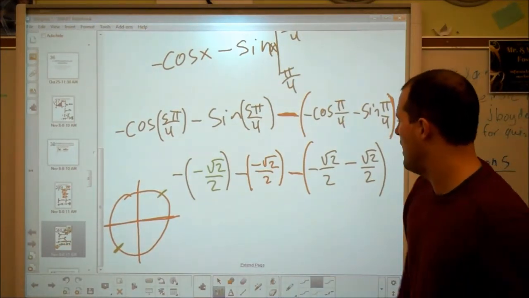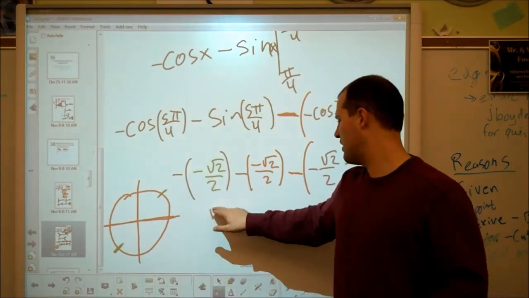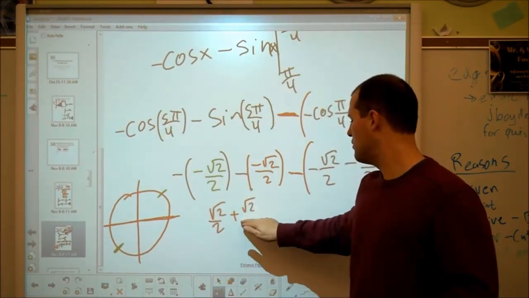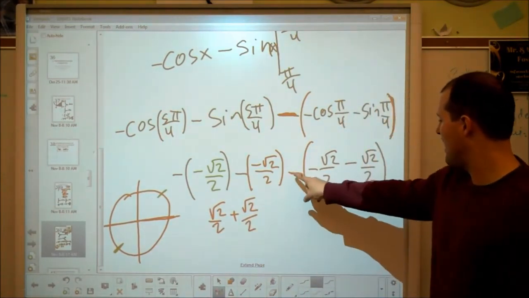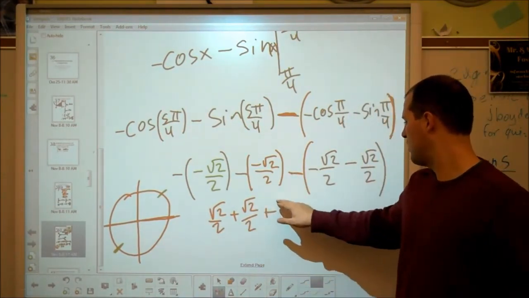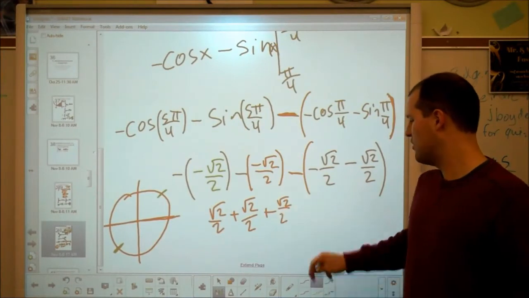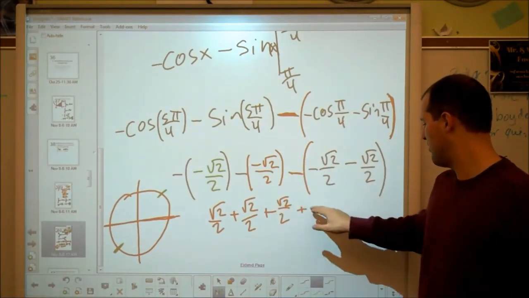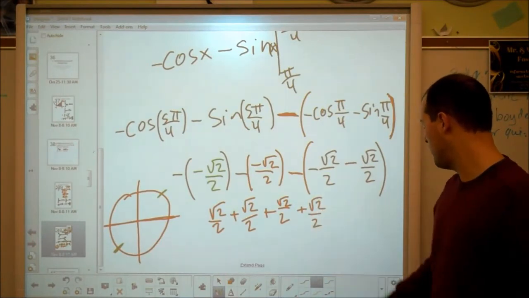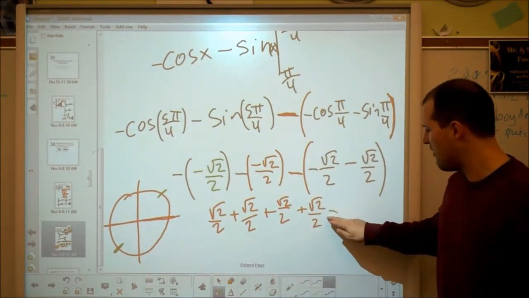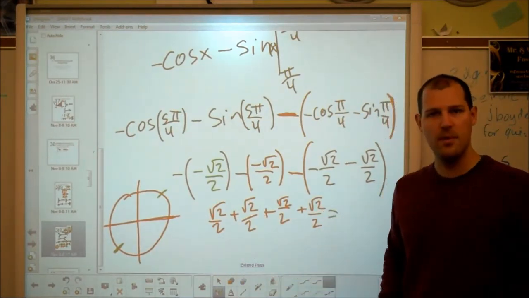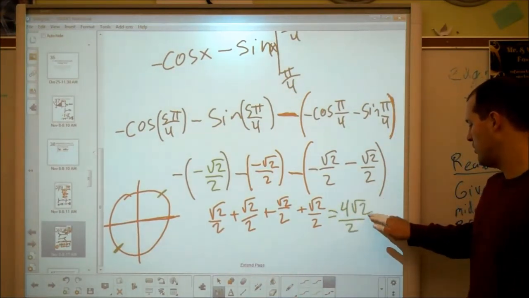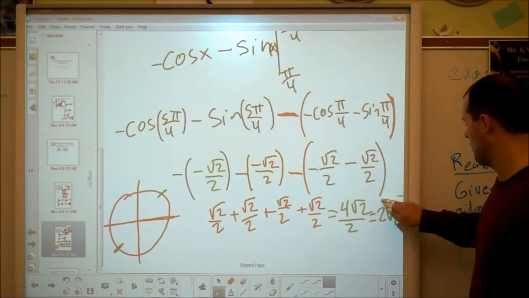Okay, so down here, I've got 2 negatives make a positive, so that's root 2 over 2. 2 negatives make a positive, so plus root 2 over 2. Minus a negative is plus root 2 over 2. And minus a negative is, hey, everything went positive, plus root 2 over 2. How many root 2's over 2 did I have? I have 1, 2, 3, 4 of them. So that's going to be 4 root 2 over 2, which is 2 root 2.